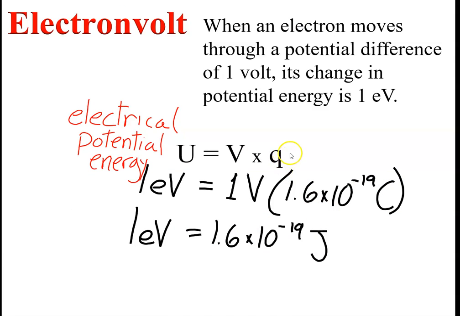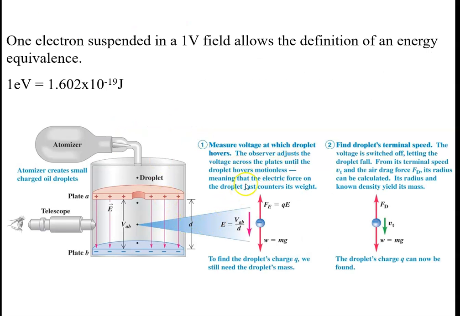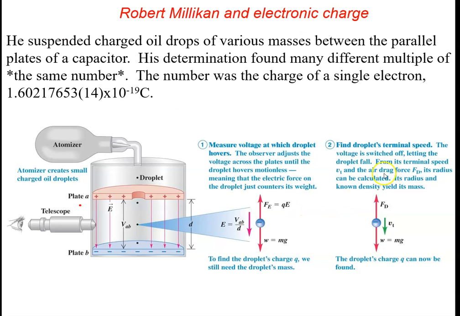he was able to determine the individual charge of an electron. So he suspended oil drops of various masses between the parallel plates of a capacitor. His determination found many different multiples of the same number. Remember we said before charge is quantized? So you can't find like 1.5 protons. You can only find the charge of 2 protons or 1 proton.